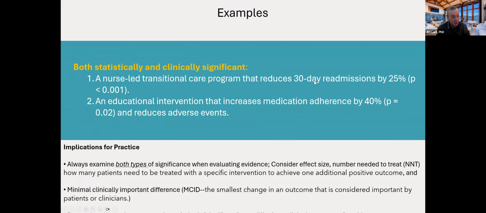And then sometimes both. Hey, readmissions are both down, clinically and statistically significant, at 30 and 25%. So you can have one or the other or both or neither. But just know that there's another way of slicing your results.